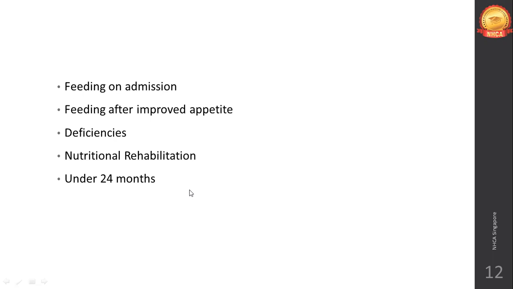Malnutrition body changes are reversible. The child can gain back all the lost muscle, fat, etc.